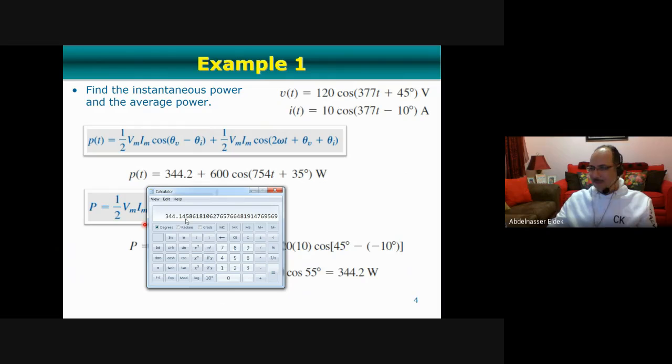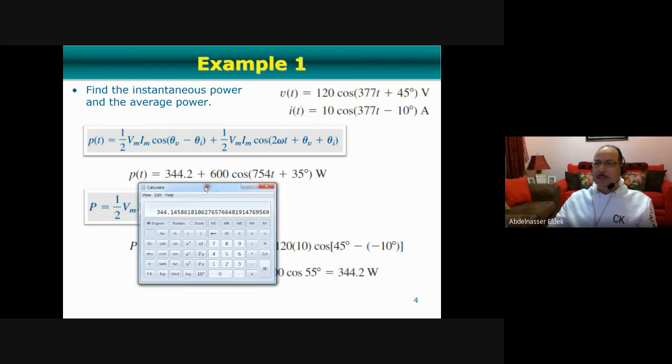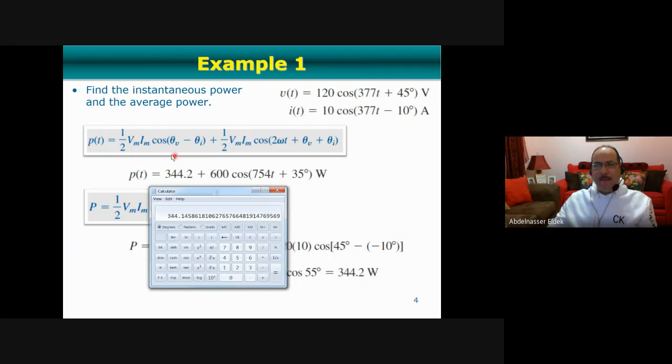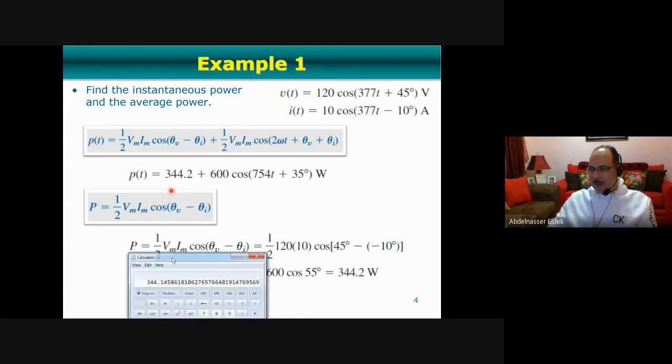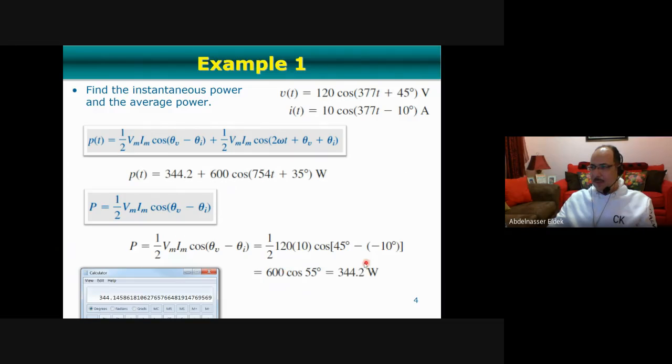344.2. Okay, it's almost 344.1. I don't know why it said .2. But this part here is the average power. So if I ask you to calculate the average power, you don't have to do this step here. You don't have to do it. It is already there, 344.